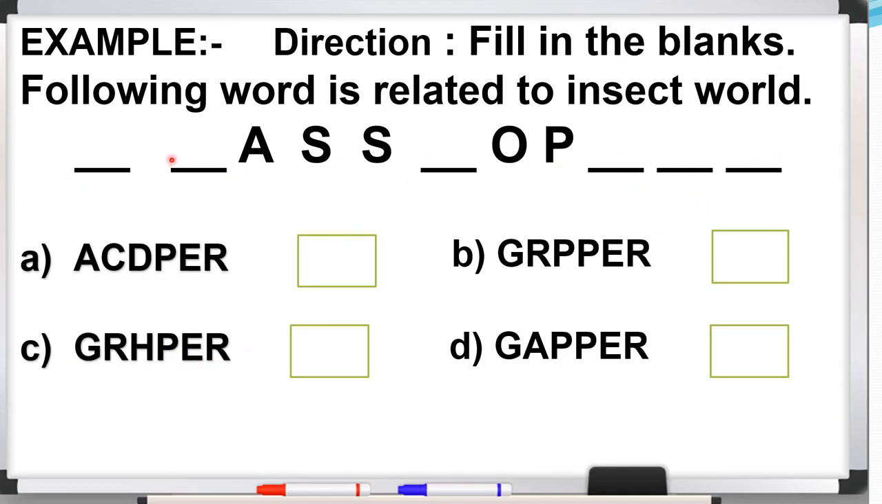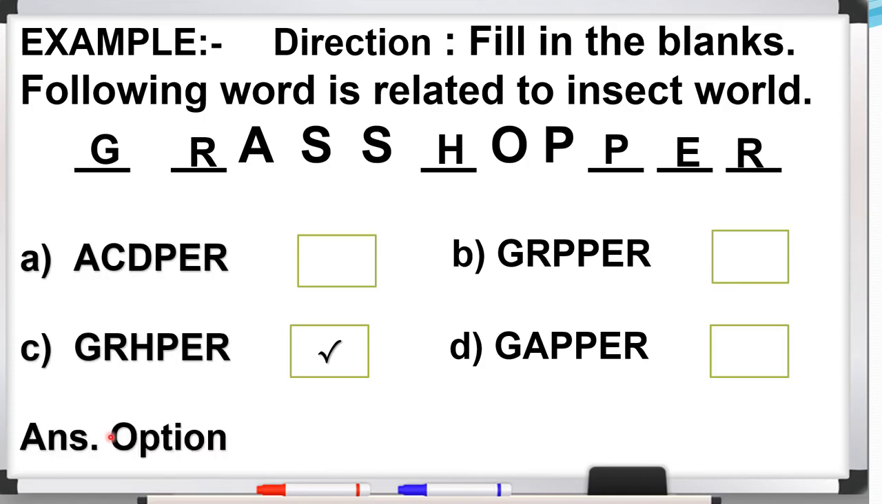वर्ड बन रहा है क्या? Grasshopper. So let's write this option number C here. First we will write G, then R, okay, and the word become grass. Now H O P is given, then P E R, and the insect name is grasshopper. It means our option number C is correct. Okay, so here we need to write its answer. Option C is correct. Understood, beta? How to fill the blanks to complete the name of the insect.